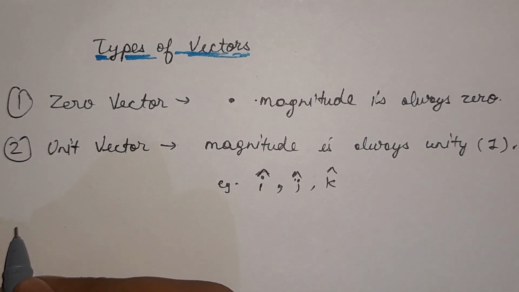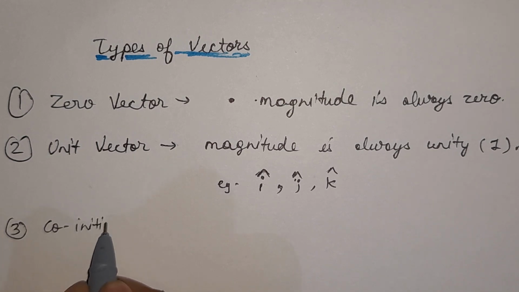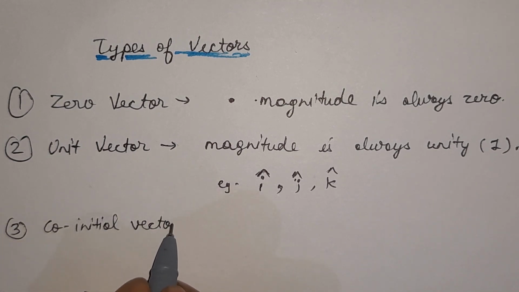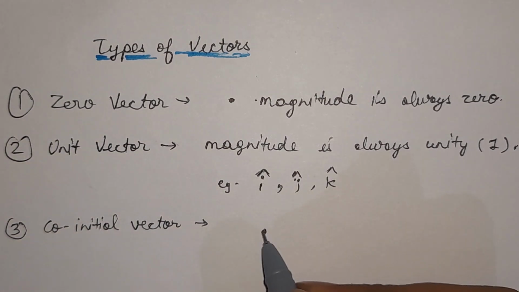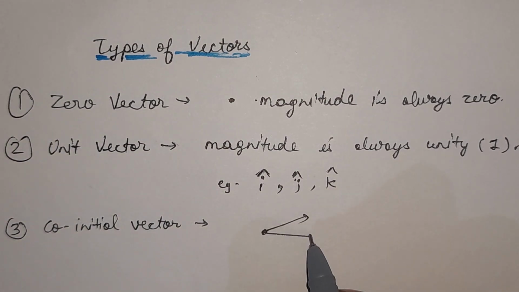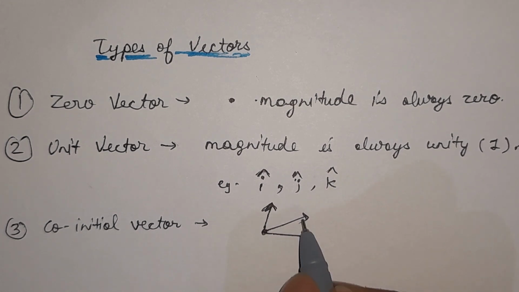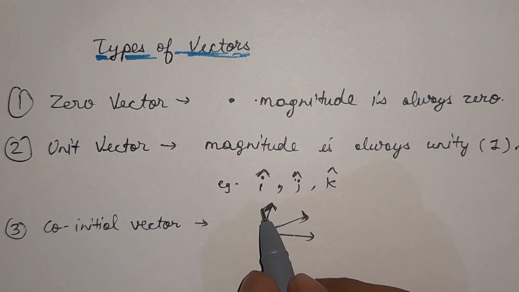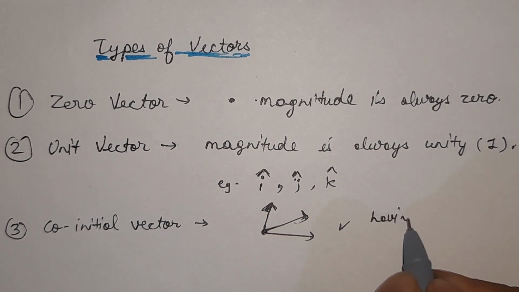Third one is co-initial vectors. It is already defined: the vectors which have the same initial point. For example, this is a point and more than one vector is starting from the same point. So these are all co-initial vectors having the same initial point.